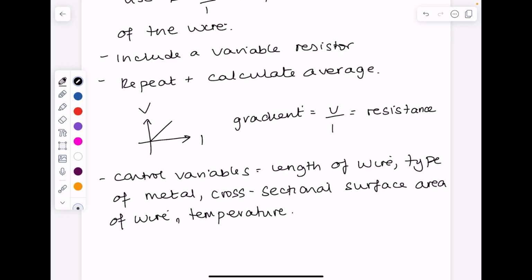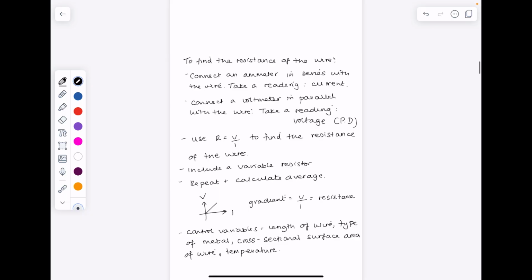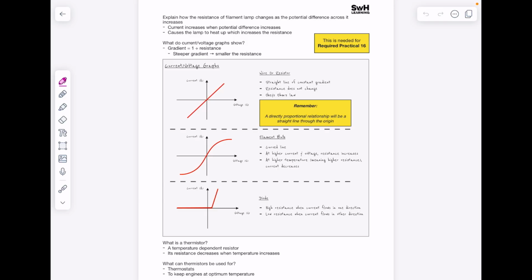And so I'm hoping you can see when I scroll out, I've written a really nice full method here as to how we're going to investigate how the resistance of a wire changes with the voltage across the wire. Now, this required practical is all about constructing appropriate circuit diagrams in order to investigate the current voltage characteristics of various components, including our filament lamp, a diode, and a resistor at constant temperature.